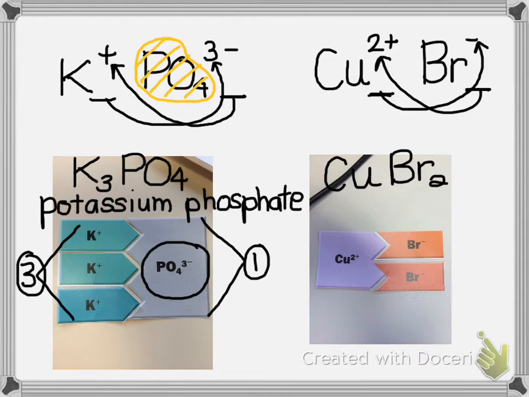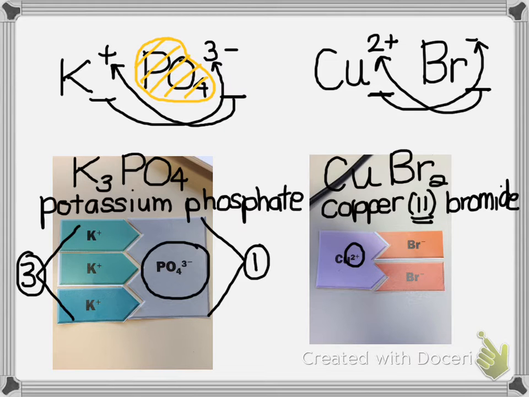Now the difference here comes because copper can be a 1 or a 2, so when I name it, I have to tell you that it's a 2. So it's copper 2 and then bromide. So just let me point out that the 2 here is not because I'm using 2 coppers, but because the charge of copper is 2.